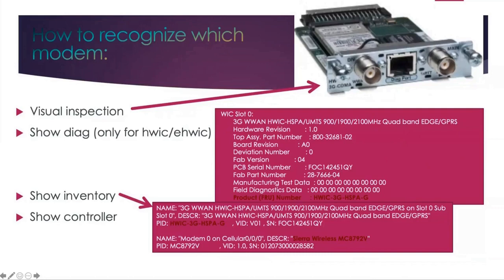So we need to identify which modem it is to find out the firmware version and get to know, okay, is this firmware version okay for this particular IOS? Do I need to upgrade the firmware version? So we'll first see how we recognize what modem it is.